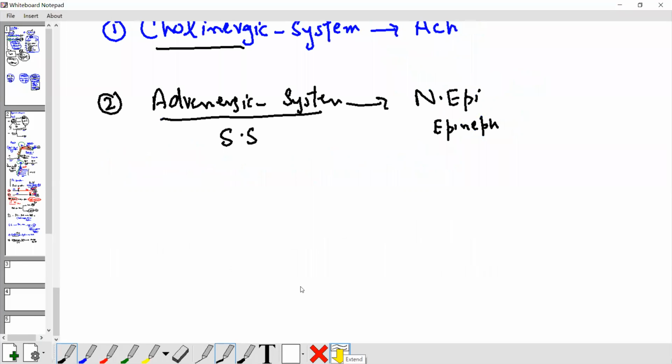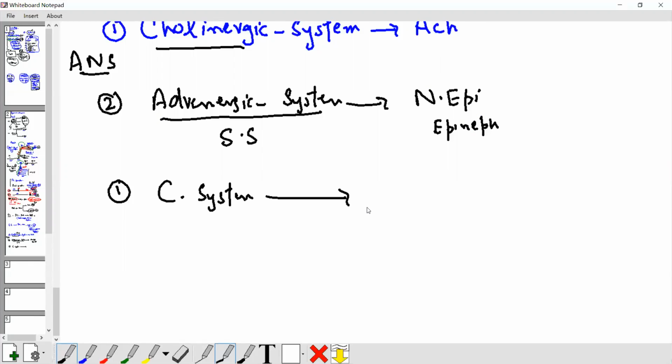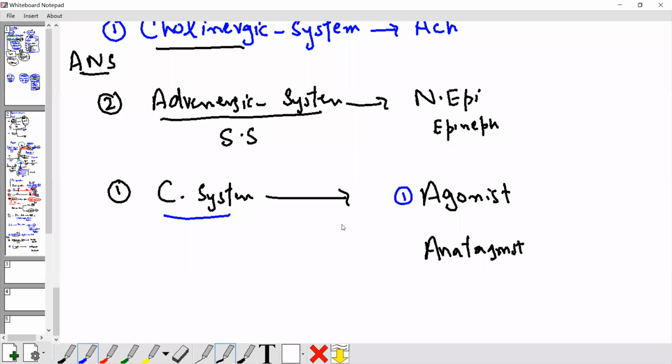Now we start the pharmacology of the autonomic nervous system. We have four drug groups. For example, one system is the cholinergic system. If you increase the action of the cholinergic system, it means agonist. You are helping the cholinergic system. If you go against the cholinergic system, it's known as antagonist. So we have two groups of drugs: cholinergic system agonist and cholinergic system antagonist.